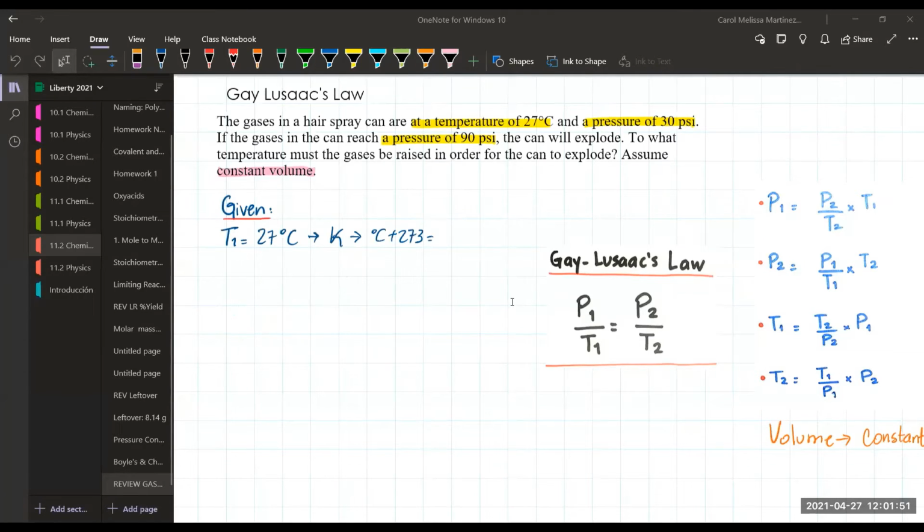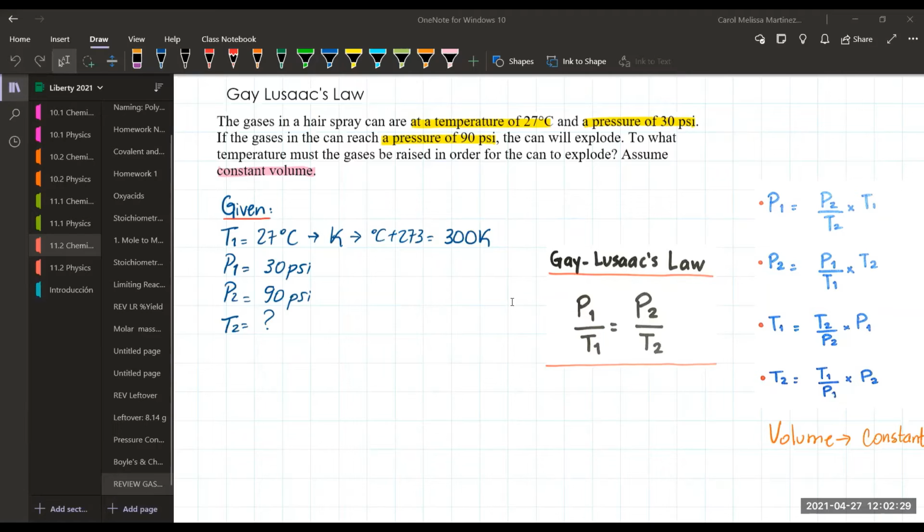So this is going to give me 300 Kelvin, right? 27 plus 273 should be 300 Kelvin. And we already performed that conversion. Even though the conversion is very simple to make, you have to show the procedure in the quiz. Then we have an initial pressure of 30 psi and a final pressure of 90 psi, and I wonder what temperature 2 is going to look like.